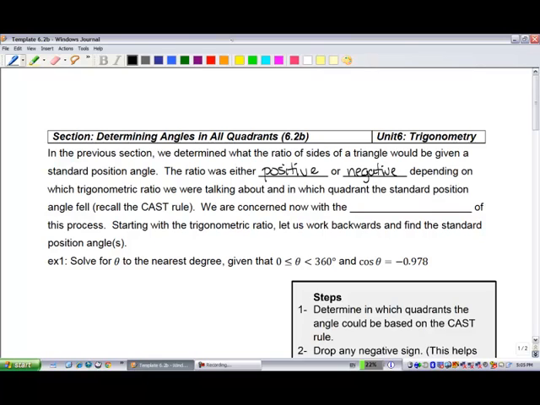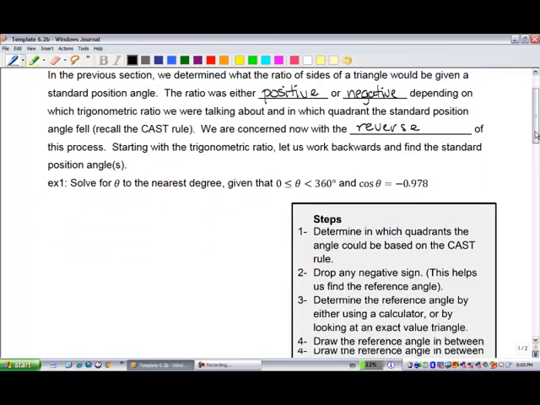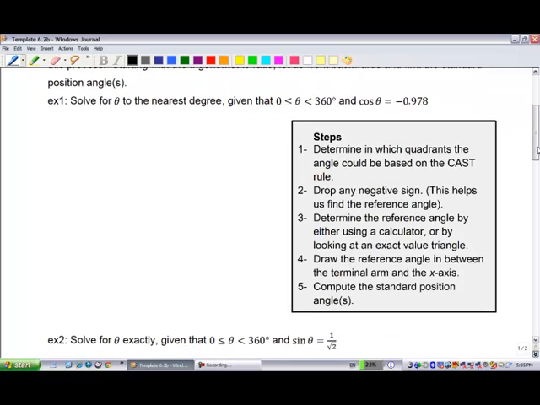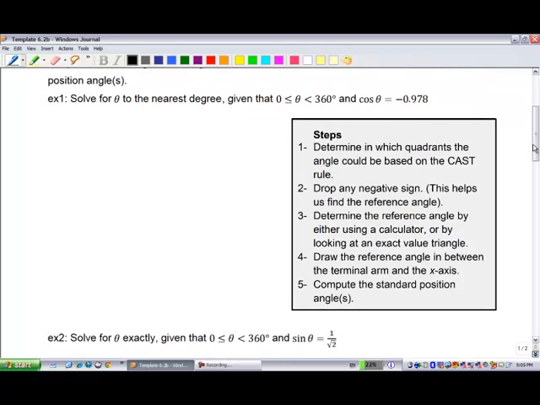So now we are concerned with the reverse process. We want to start with a ratio and work backwards to find the position angle. So let's take a look at an example. We want to solve for theta to the nearest degree, and I'm going to tell you that theta has to be between 0 and 360 degrees, and we have cos theta equals negative 0.978.